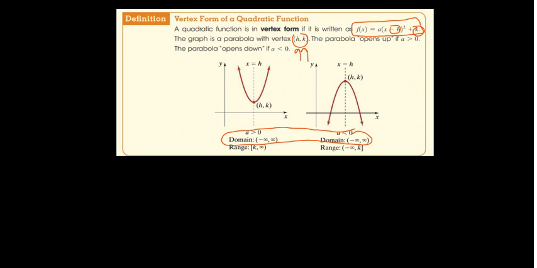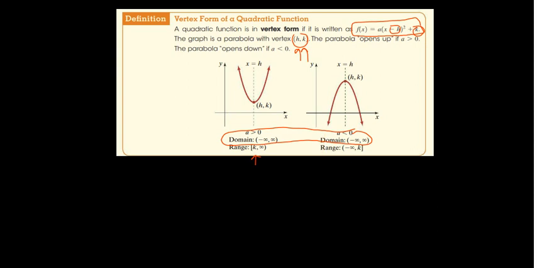So in this particular case, the range is going to be from k, okay? So k is the y value, from k to infinity when we are opening upwards. Makes sense. And then from -infinity to k when we're opening downward. Okay, also makes sense, right?